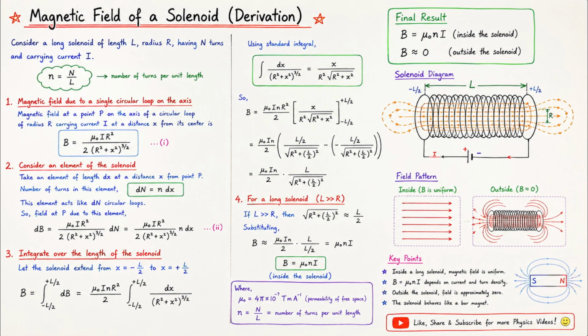Final result: B equals μ0 nI. Inside a long solenoid, uniform magnetic field. Outside a long solenoid, approximately zero magnetic field. For beginners.